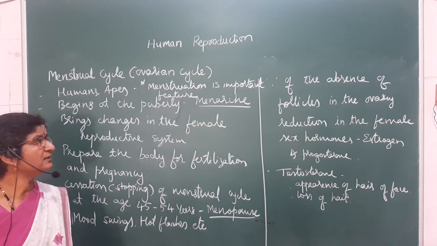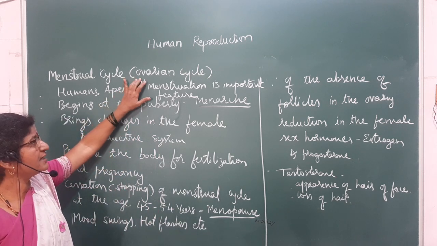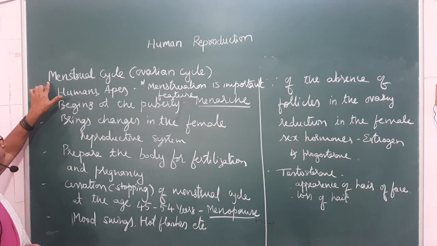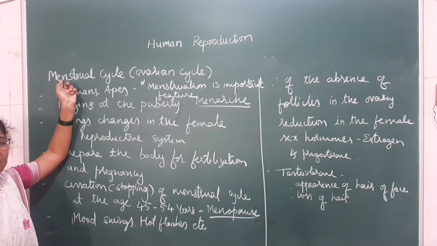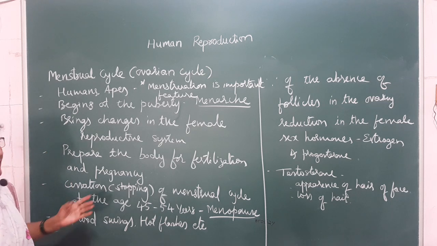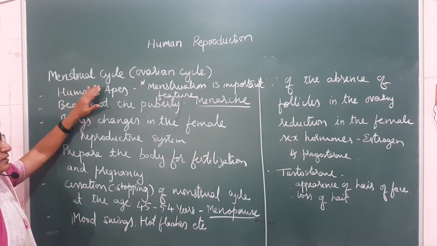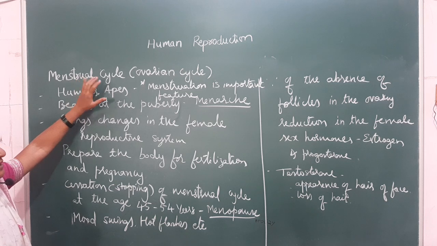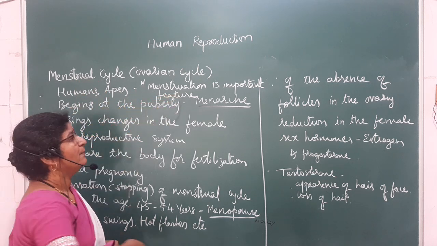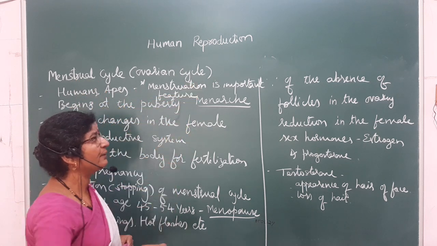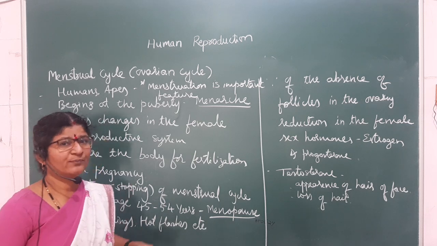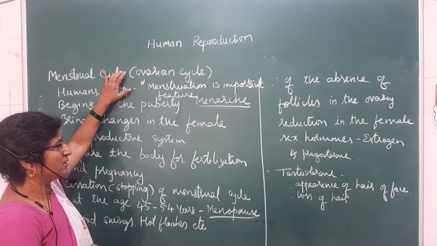The menstrual cycle is also called the ovarian cycle. Menstrual cycle, menses, it means month. So for every month this cycle will occur, and the important feature of the menstrual cycle is the menstruation. Menstruation is nothing but the bleeding period.